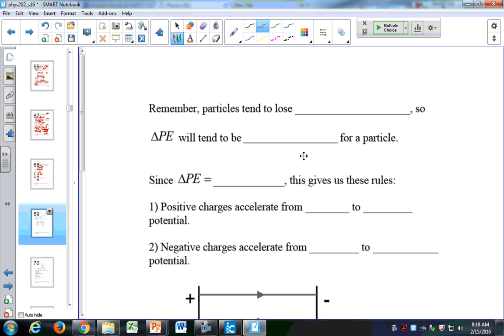So remember that particles tend to lose. Oh, shoot. I'm sorry, guys, I don't have this in my notes. I had taken it out at some point, forgot to take it out of here. So I'm just going to get rid of this.